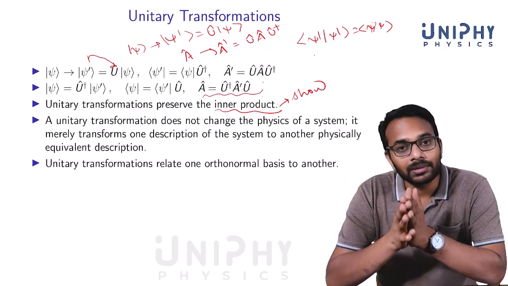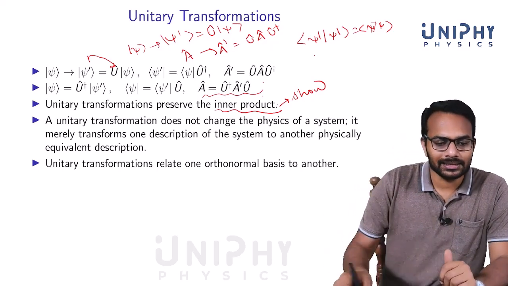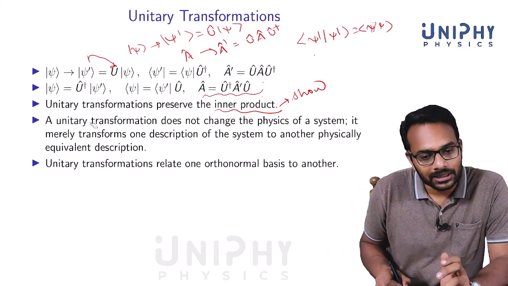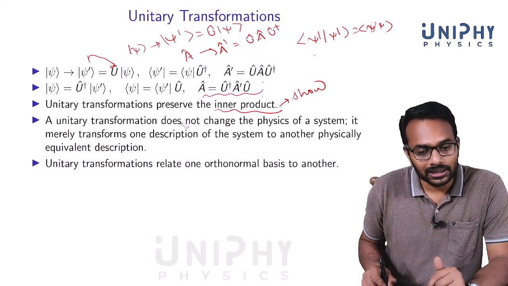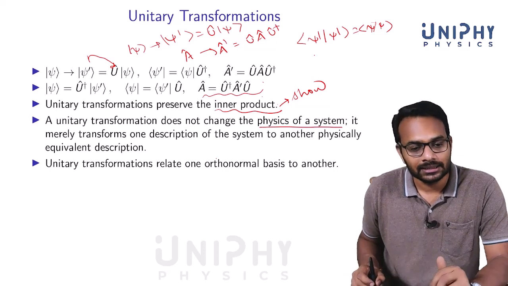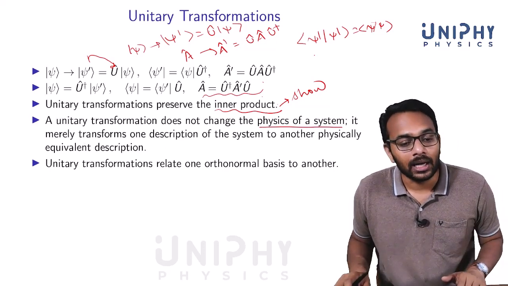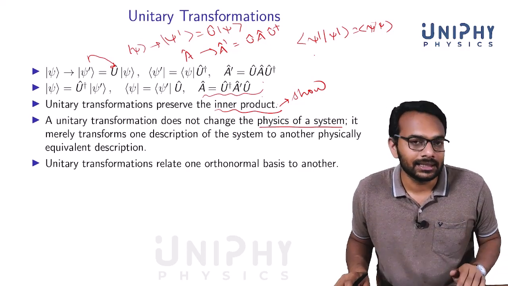All right, the probabilities and the inner products do not change. So you can say that's why unitary transformations are important. Unitary transformation does not change the physics of a system. It does not change the physics of a system. It merely transforms one description of the system to another physically equivalent description.